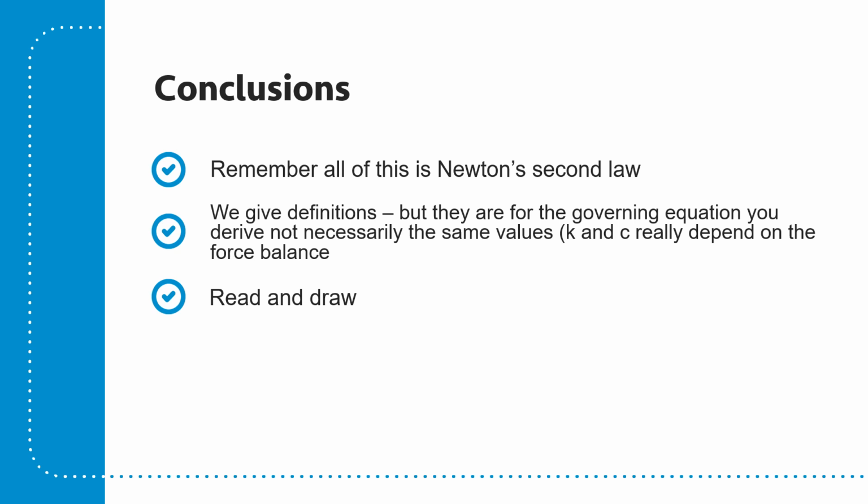All of this is Newton's second law. And if you don't overcomplicate what's expected of you, it's not so hard to do. If you start to overthink it, it will end up being very difficult. We give definitions, but they're for the governing equations you derive, not necessarily the same value. So for example, one of the common issues with natural frequency is that people will always solve through and say, oh, I've got a spring, I've got a mass, and just put K over M. You have to write out Newton's second law. You write out the equations of motion, you draw it all out, and then you get your answer. And once you do that, you get a good result.